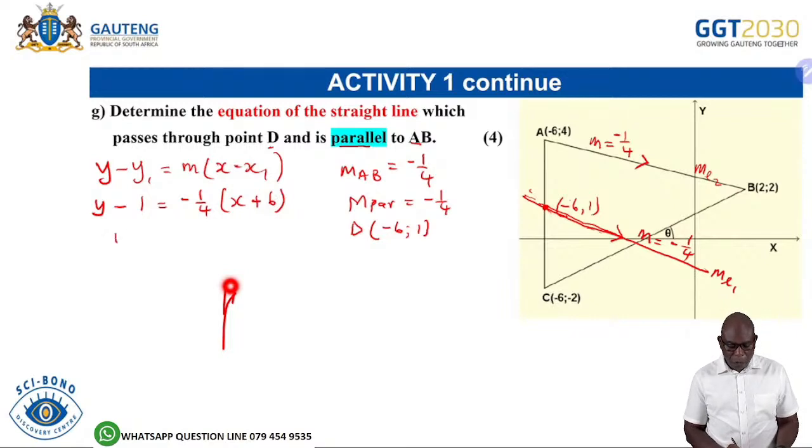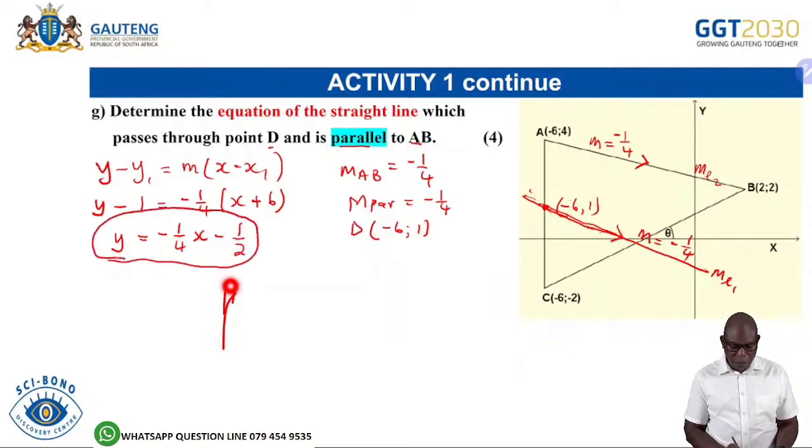Okay, so if I write it down quickly and multiply out, I'll get negative 1 over 4 x. I'll multiply negative 1 over 4 by 6 and get minus 3 over 2, and then I transpose the negative 1, so I add it to the negative 3 over 2, and the answer that I'm going to get is a negative half. So that is the equation of that line.